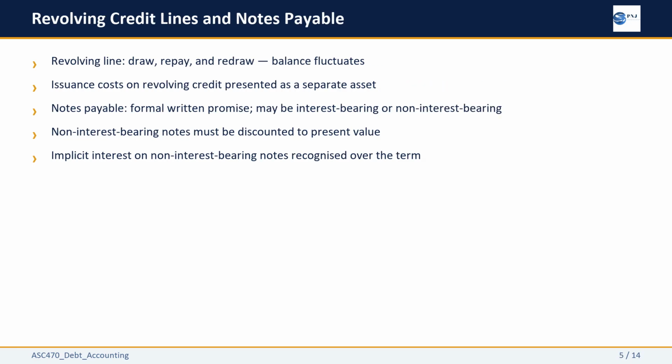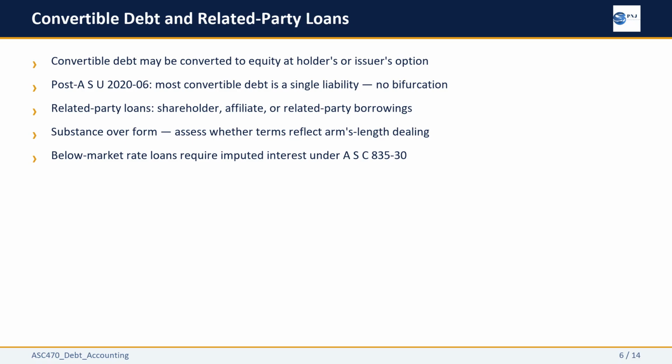Watch out for this one. Revolving credit lines are handled differently from term debt. Because the balance can go to zero, you cannot net issuance costs against a liability that might not exist. Instead, those costs sit as a separate asset on the balance sheet and are amortized over the facility term regardless of the outstanding balance. Non-interest-bearing notes are equally tricky. The absence of a stated interest rate does not mean there is no interest. You must impute a market rate, discount the future cash flows to present value, and recognize the implied interest expense over the note's life.